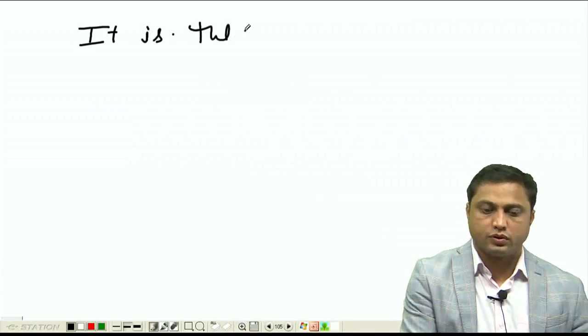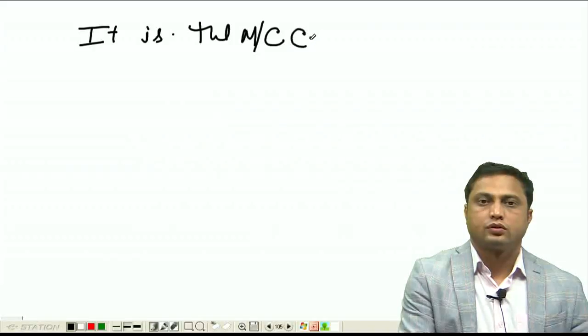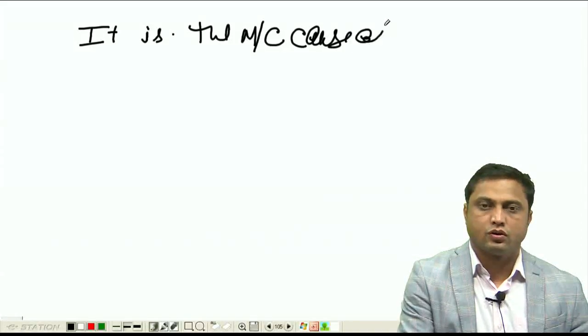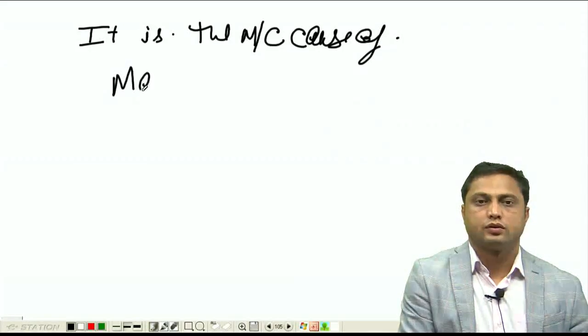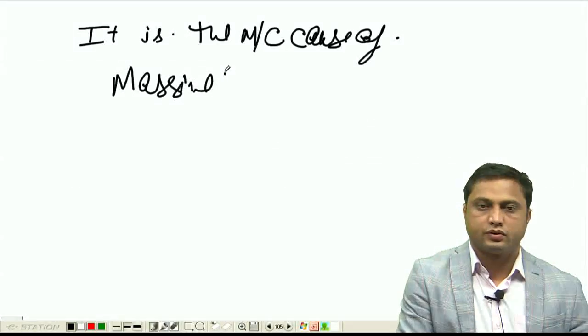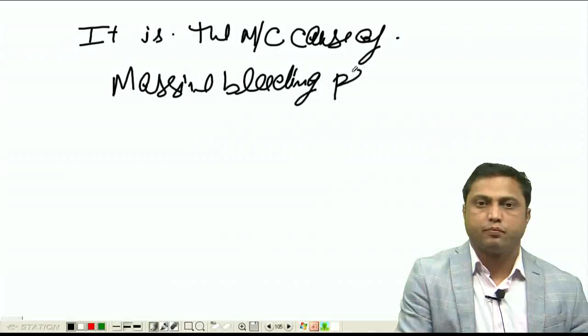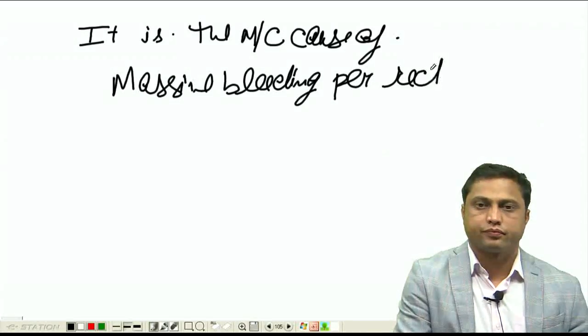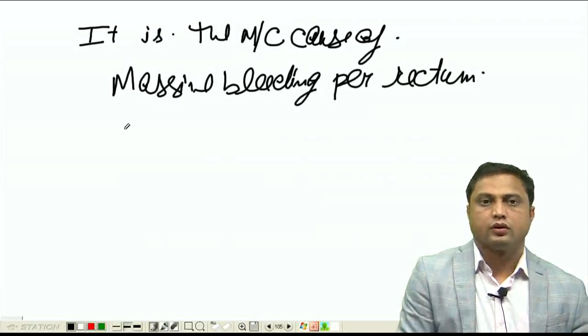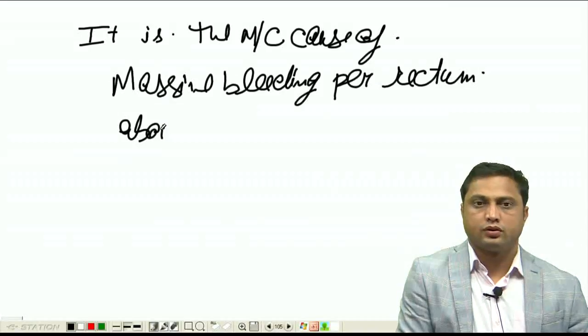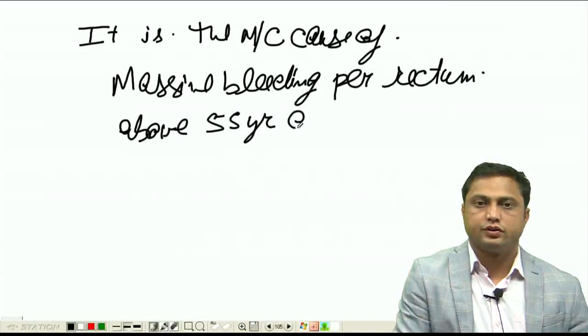It is the most common cause of massive bleeding per rectum above 55 years of age.